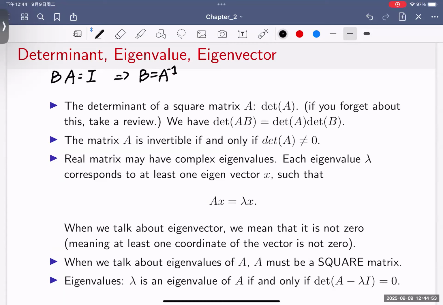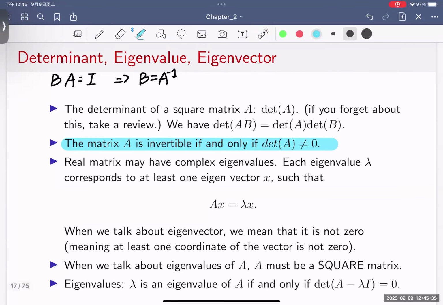But we mentioned that not every matrix has an inverse. So we involve this kind of property: whether the matrix is invertible or not. The determinant is the property that can tell us whether the matrix is invertible or not, written as this result: matrix A is invertible if and only if its determinant is non-zero. You may need to take some time if you forget how to calculate the determinant. But this is just one concept.